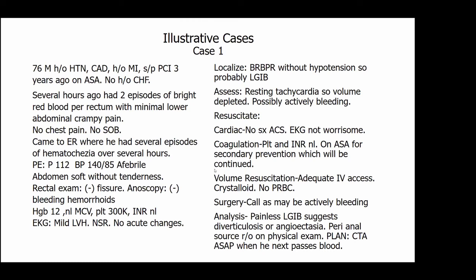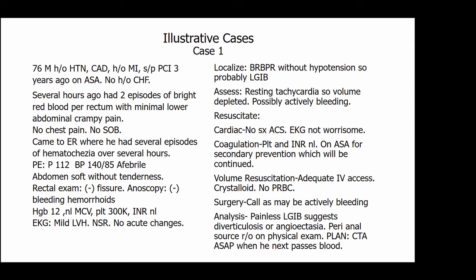So case one, we have a 76-year-old man with a history of hypertension, CAD, history of MI, who had a PCI 3 years ago, who is on aspirin. There's no history of CHF. Several hours ago, he had 2 episodes of bright red blood per rectum with minimal lower abdominal crampy pain. No chest pain, no shortness of breath. He came to the emergency room where he had several episodes of bleeding over several hours.